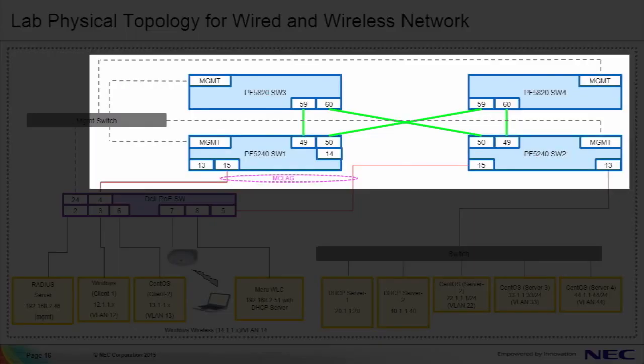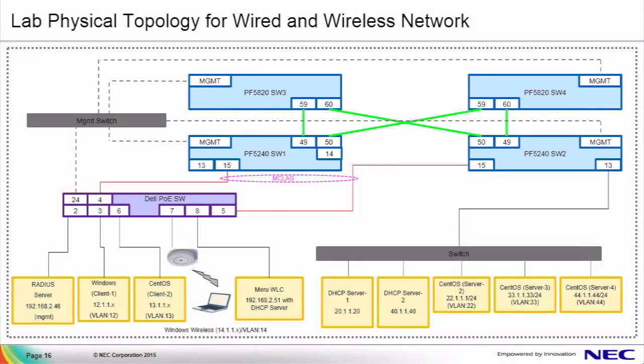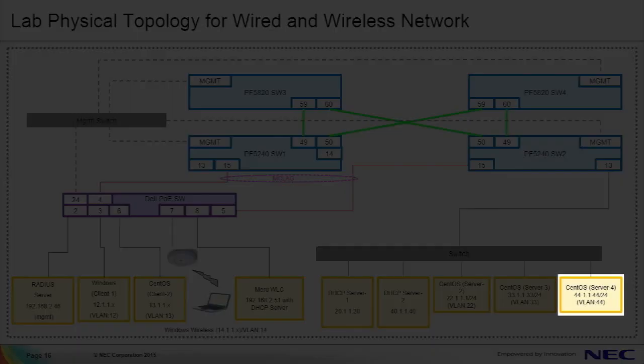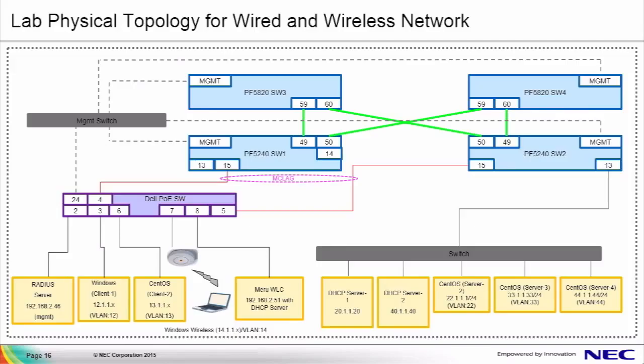This network is configured and cabled as a spine leaf representing a campus fabric. Once the user authenticates, they'll attempt to access server 4, shown in the bottom far right, with an IP address of 44.1.1.44. Let's go ahead and jump into the demo now.